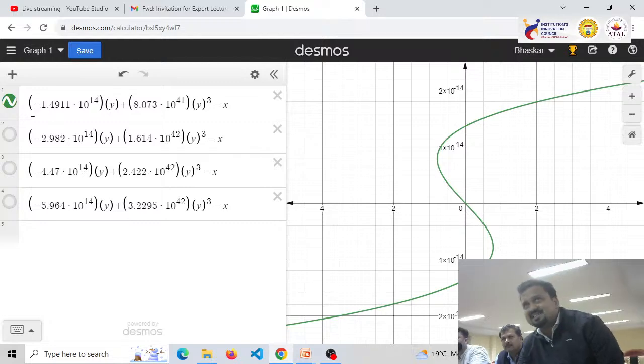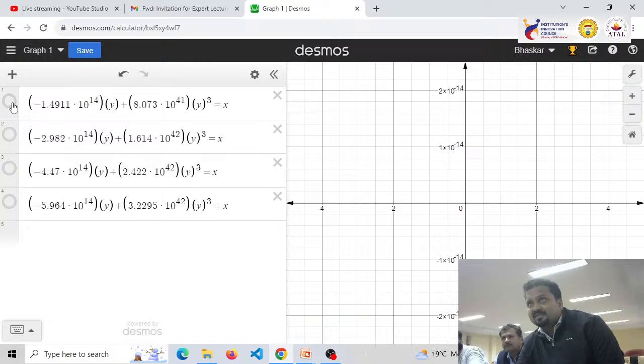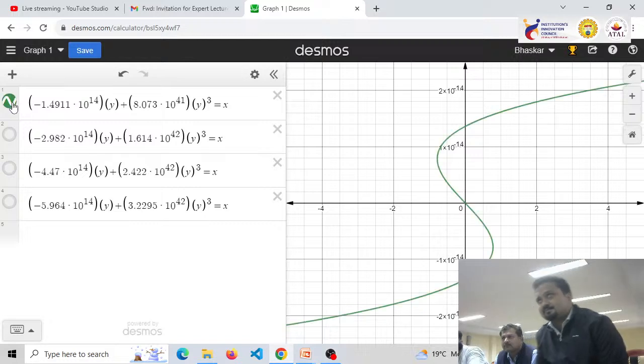So here you can see I have got the value of alpha as minus 1.4911 into 10 to the power 14 and beta as 8.073 into 10 to the power 41. So my equation becomes alpha into QF plus beta into QF to the power of 3 equals VF. Now, here what I have done, I have plotted this particular graph.